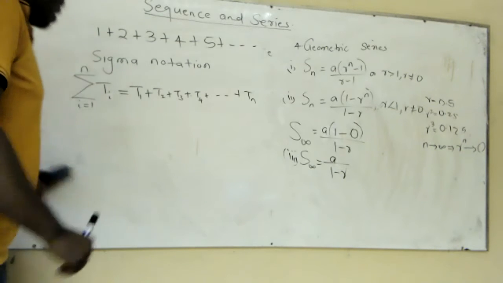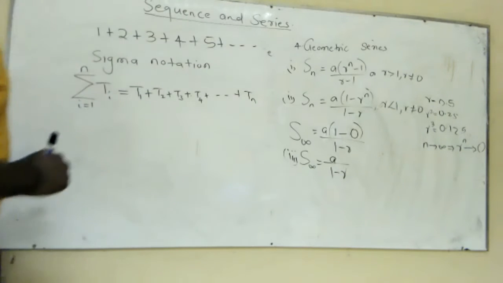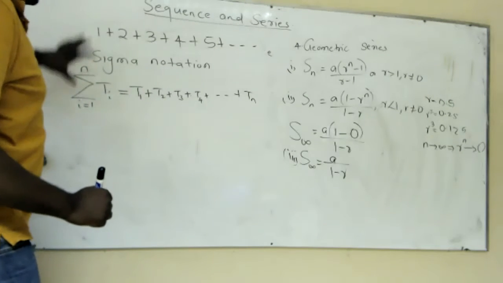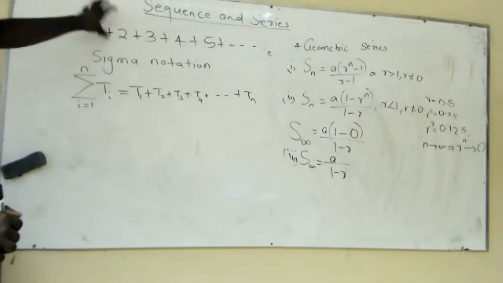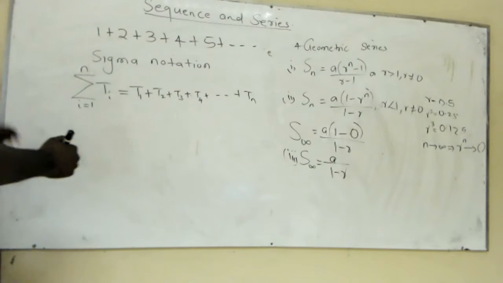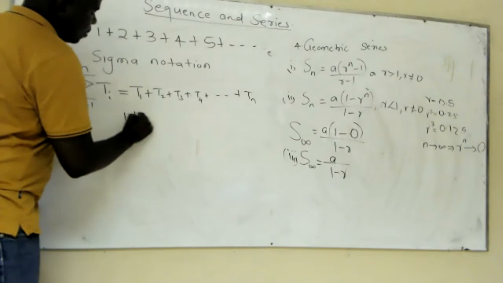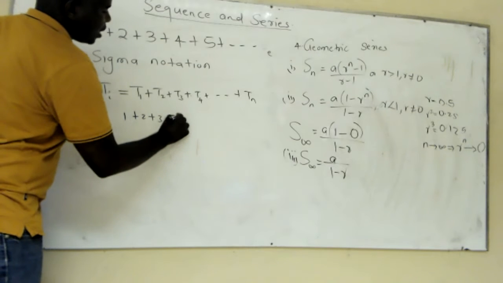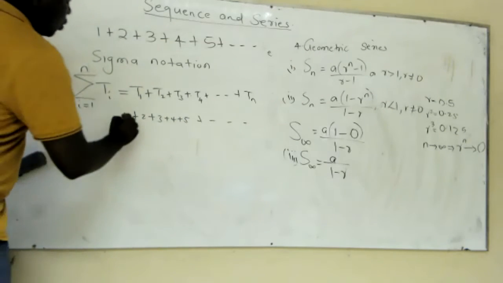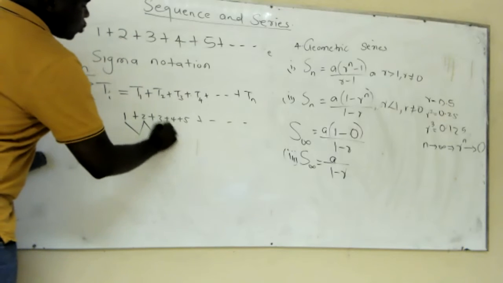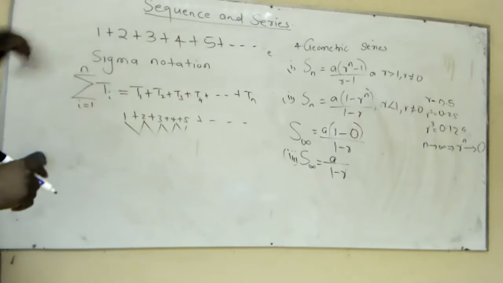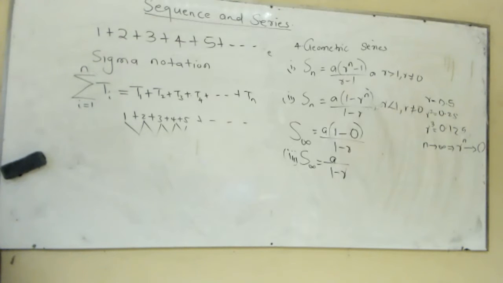Let me do an example of the series we have up there so that you can see how we can represent the series in terms of the sigma notation. We're having a series of 1 plus 2 plus 3 plus 4 plus 5 and then dot dot dot up to infinity. So the very first thing you can do from this is to get what is called the common difference, which I believe you are all familiar with because we have covered that aspect already.